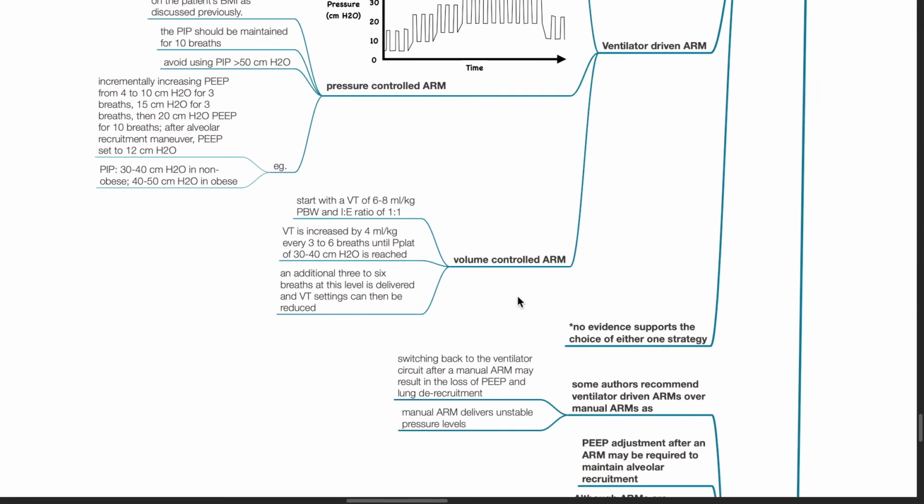Volume-controlled ARM is another ventilator-driven ARM. Start with a tidal volume of 6 to 8 mL per kg predicted body weight and IE ratio of 1 to 1. Tidal volume is increased by 4 mL per kg every 3 to 6 breaths until P plateau of 30 to 40 cmH2O is reached. An additional 3 to 6 breaths at this level is delivered and tidal volume settings can be reduced. No evidence supports the choice of either one strategy.